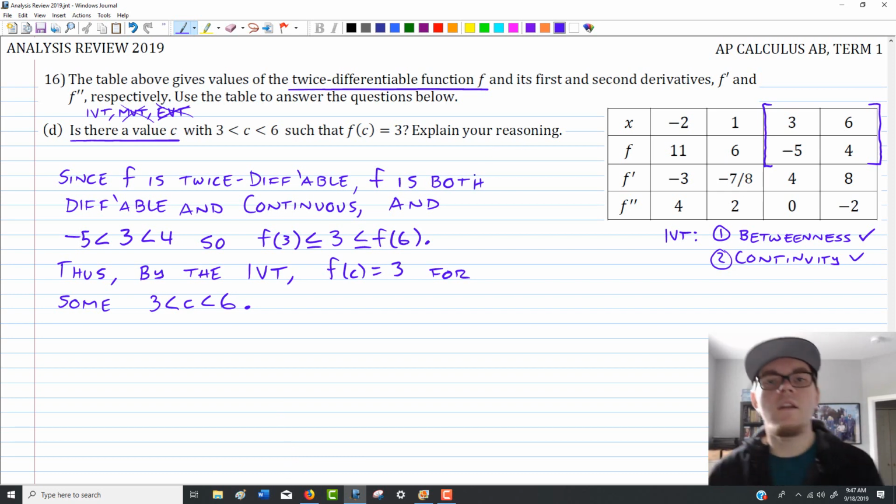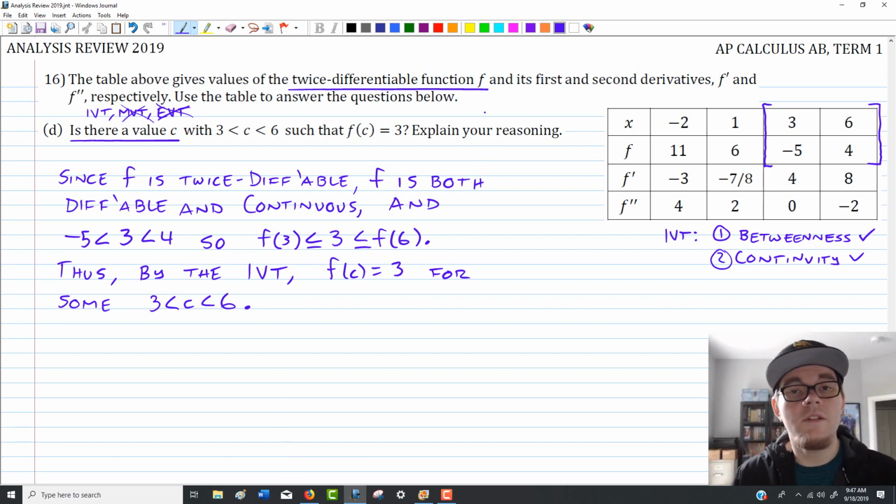So again, this one isn't technically a Unit 3 problem, but it's important that you can tell the difference between the Unit 3 version that uses the mean value theorem and the IVT, because the IVT can still pop up and should pop up somehow on every single exam we do.